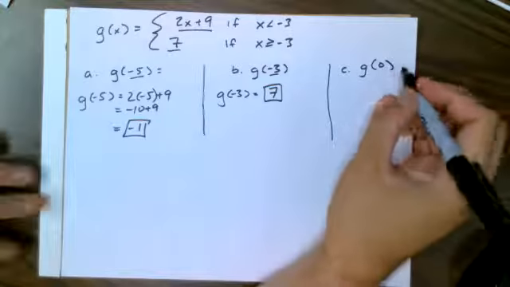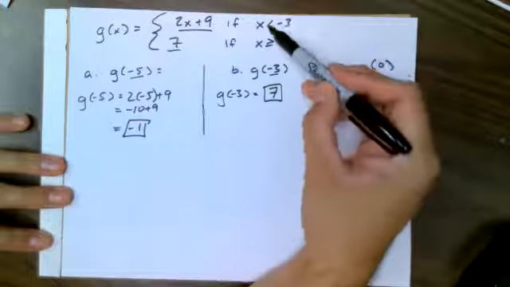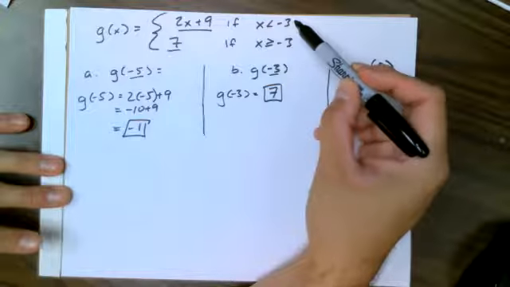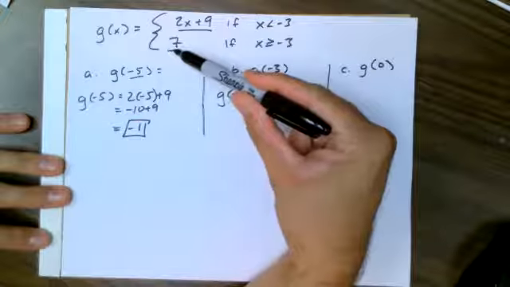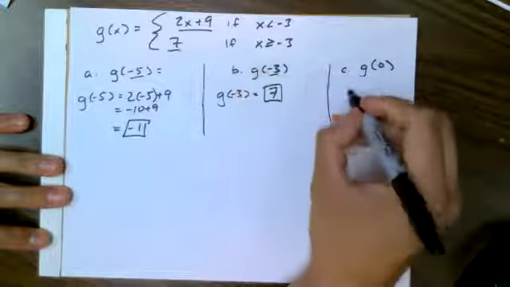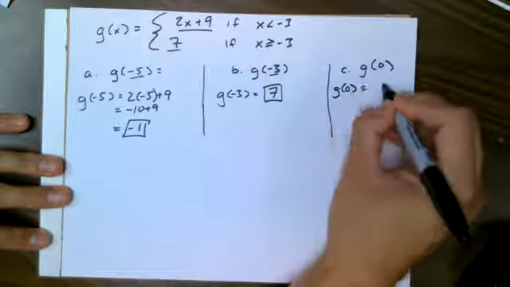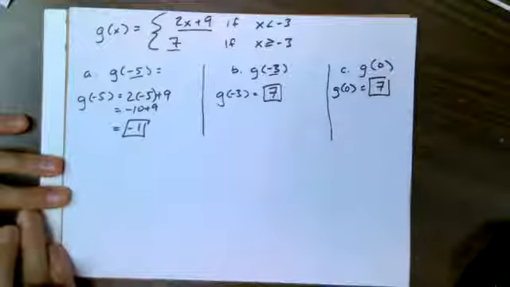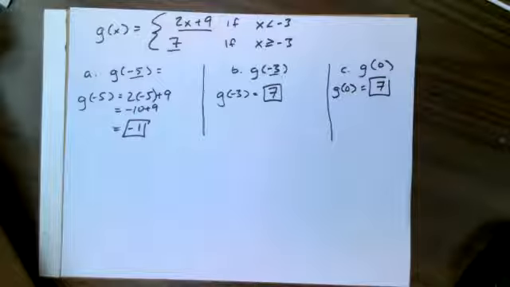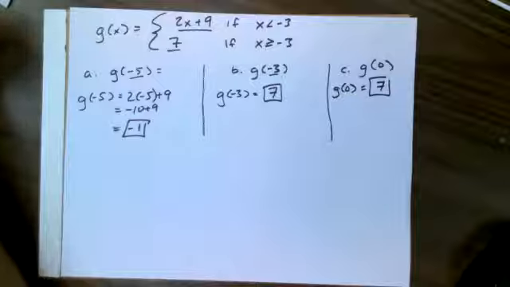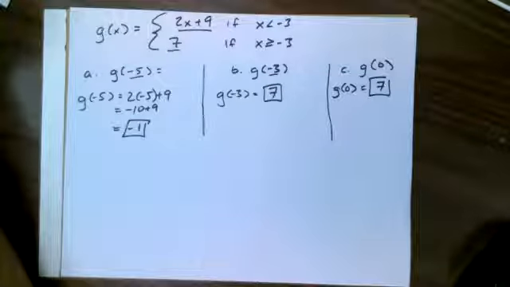And then lastly, g of 0. Again, 0 is not less than negative 3. 0 is greater than negative 3, right? So we're going to use this bottom function. Well, g of 0 then would just be 7. Because we would use the bottom function. Our x value is 0, and x is greater than or equal to negative 3. 0 is greater than or equal to negative 3.